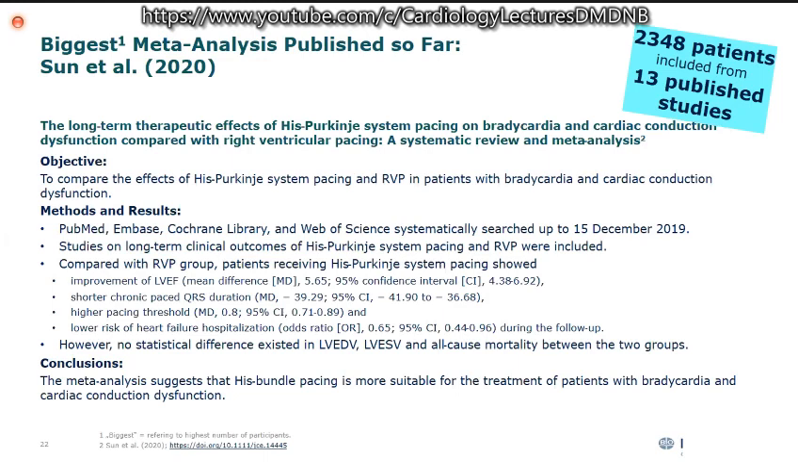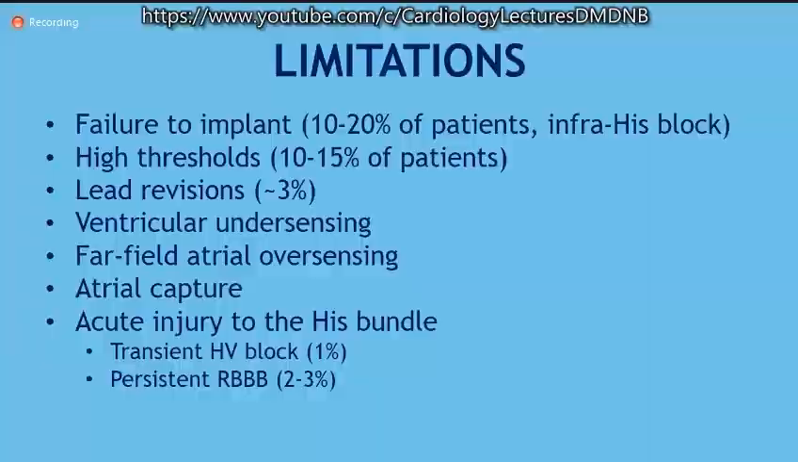And it found that His-bundle pacing was more suitable for treatment of patients with bradycardia and cardiac system disease than RV apical pacing. So the meta-analysis concluded that His-bundle pacing was clearly superior to RV apical pacing. But why didn't we stop with His-bundle pacing? It's predominantly because His-bundle pacing had its own limitations.